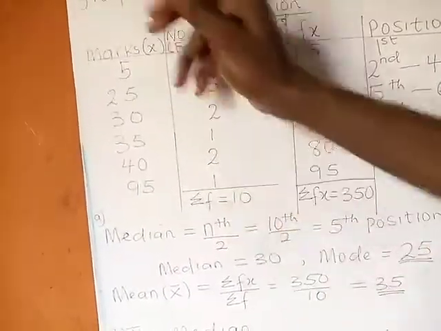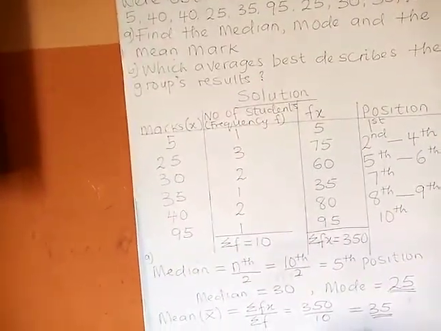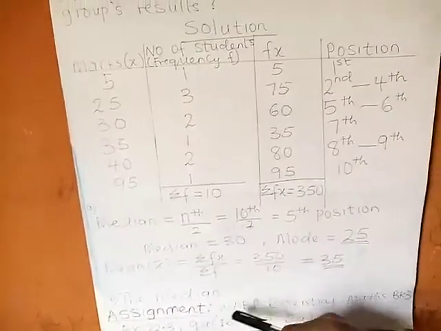Now the (b) part says which average best describes the group's results? The answer is the median. Why is it the median? The median is the number that tells us the middle position in the averages. That is why it is the median.